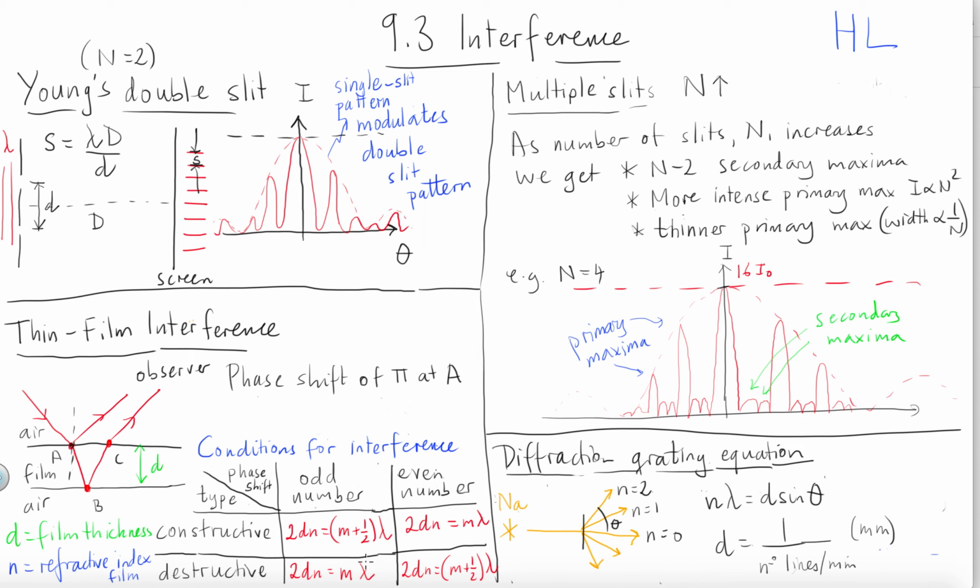However, if we were to have an even number of phase shifts, for example, if I had an optically more dense medium here below, then the conditions for constructive and destructive interference swap. This phenomenon of thin film interference is the reason why you see colours on the surface of a soap bubble, but also how we can make anti-reflection coatings on, for example, glasses.